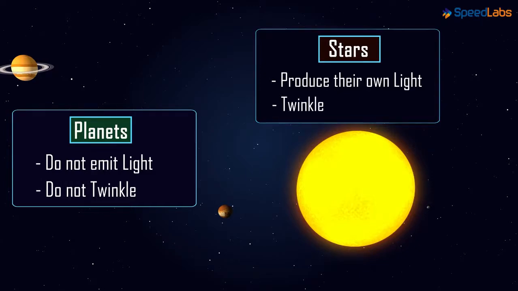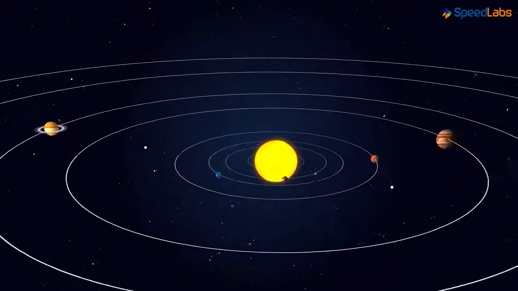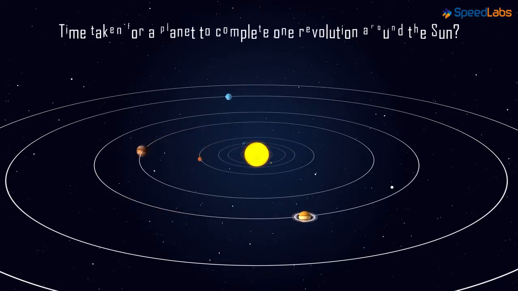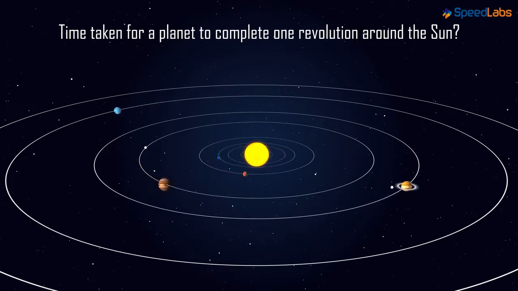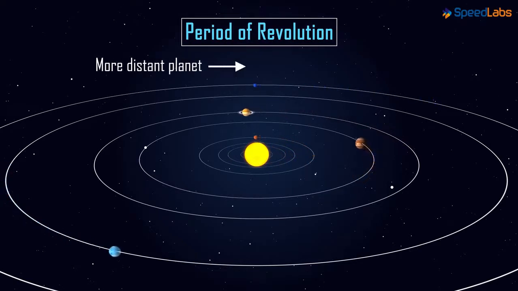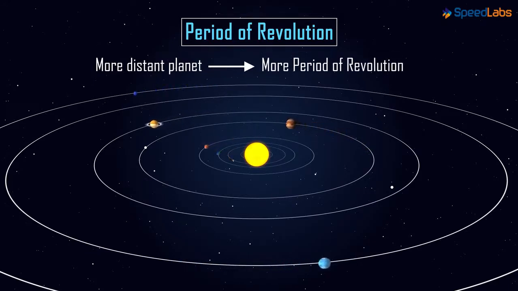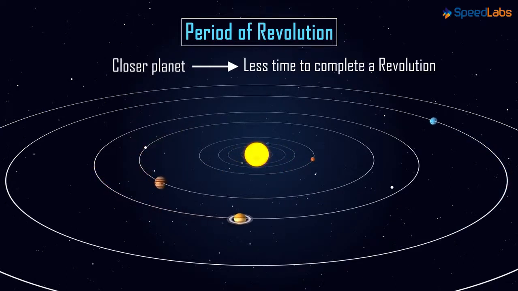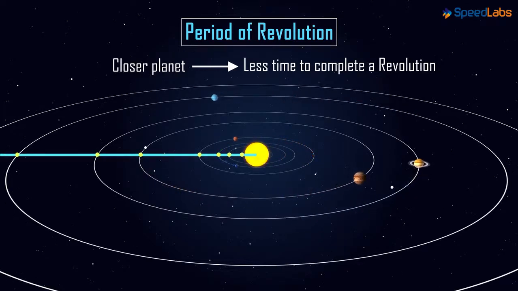Do planets travel in a specified path? Yes, planets orbit around the sun, each with its different paths, but in the same circular motion. Speaking of orbit, how do you measure the time taken for a planet to complete one revolution around the sun? It is called a period of revolution. The more distant a planet is from the sun, the more will be the period of revolution. In other words, distant planets take more time to complete a revolution, while the closer one takes less time to complete it. It's kind of obvious because the circumference will be much more as the radius is more.